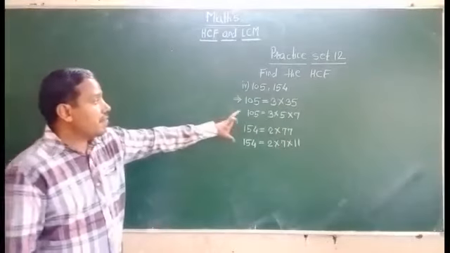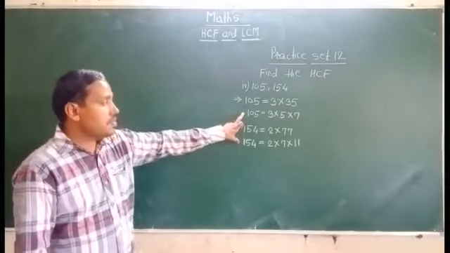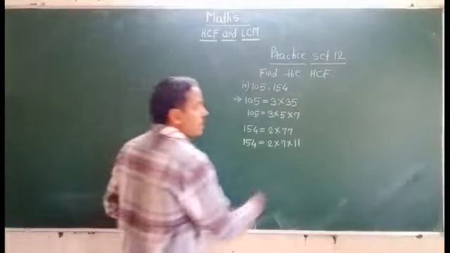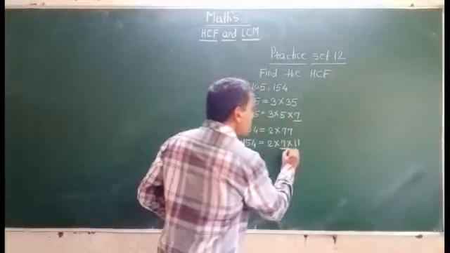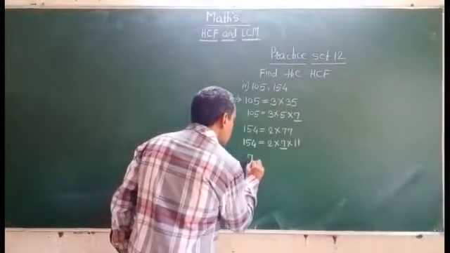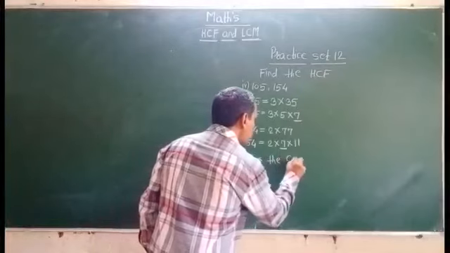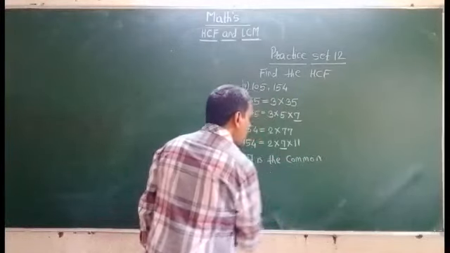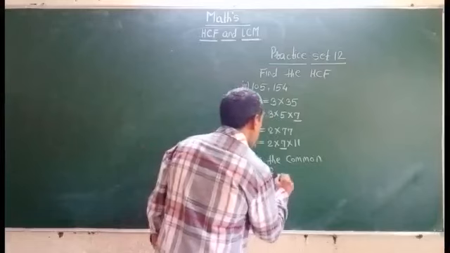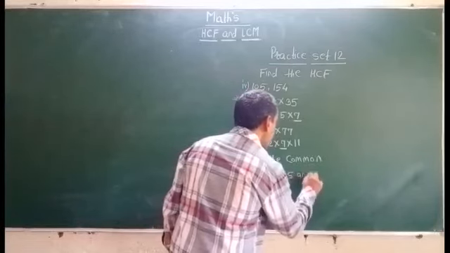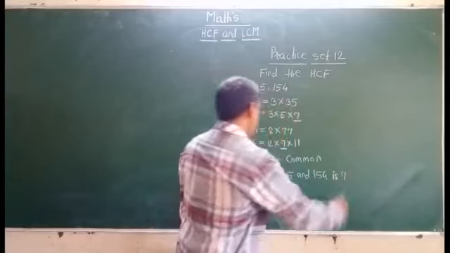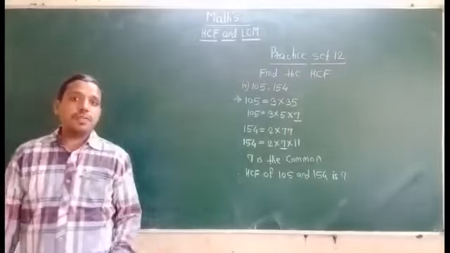So we have the prime factorization of 105 and of 154. Which prime factor is common? Underline it. 7 is the only common prime factor, and therefore 7 is the common factor, and we can write down: therefore, the HCF of 105 and 154 is 7. The HCF of 105 and 154 is 7.